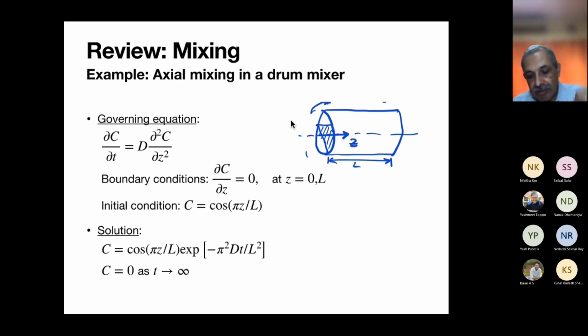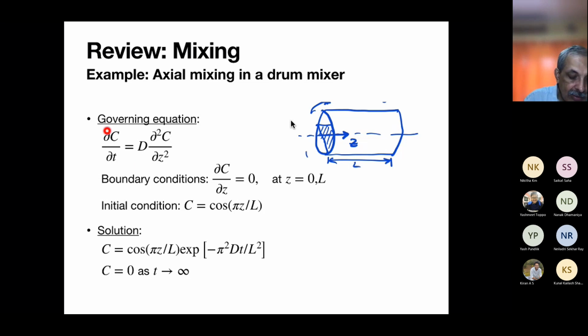Then what we did was we said, okay, let's look at a simple example: suppose you have a cylinder which is rotating about its axis, and you want to study how the mixing takes place in the axial direction. In this case, the concentration gradient is only in the z direction. So that's why on the right hand side only del squared C by del Z squared comes, and there is no flow in the Z direction. So that's why V dot gradient of C is 0.